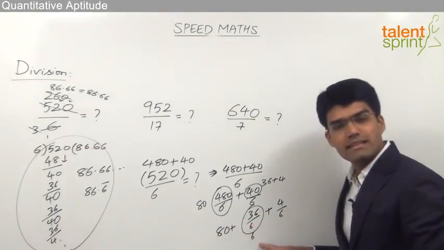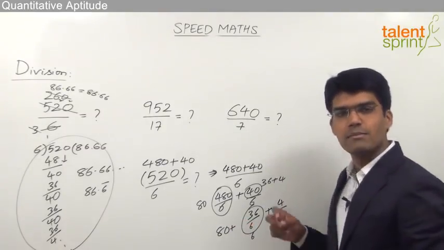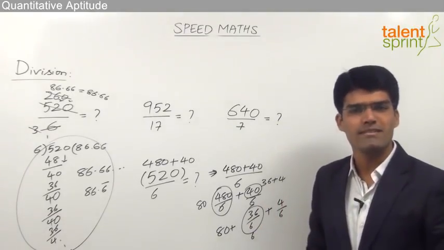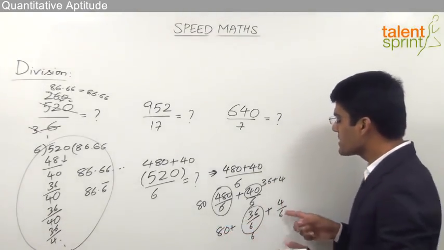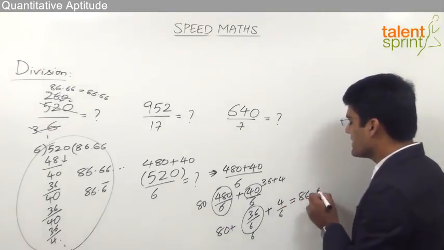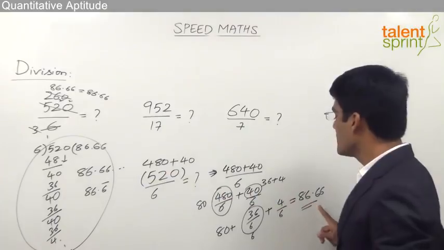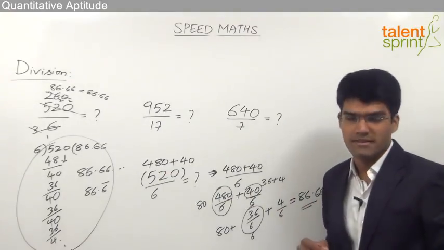80 plus 6 is 86. 4 by 6 is nothing but a fraction. 4 by 6 is 2 by 3. 2 by 3 is nothing but 0.66. So 80 plus 6 plus 0.66 will give us 86.66. So clearly 520 divided by 6 will be equal to 86.66.